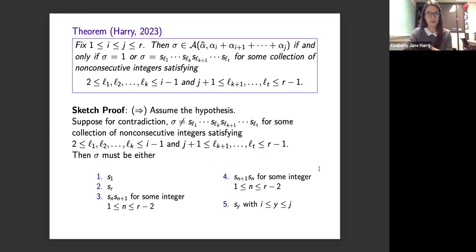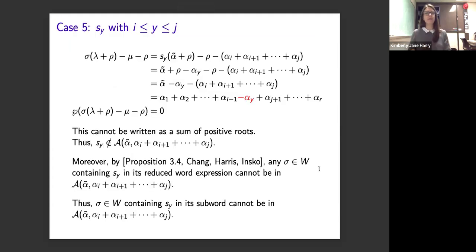So if we're looking at those, let's look at case 5. So what happens with case 5? I'm just going to say, let's look at S sub y. I'm going to plug it in for my sigma and see where we break. So if I apply S sub y to my highest root, I always get my highest root out. And then if I apply it to the rho, I get rho minus an alpha sub whatever my subscript for the s was, so alpha sub y. And then again, you have your minus rho minus my mu. And my mu here again is just a sum of positive roots that are consecutive.